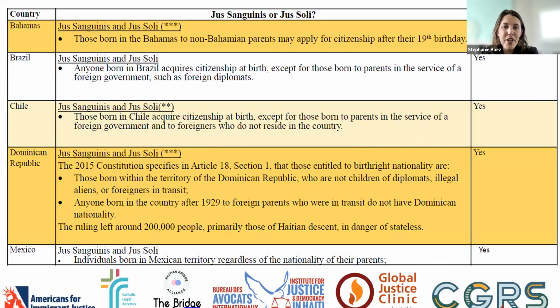This chart, I'm including in the materials. It was created by the organizations listed at the bottom there, but it's a great visual, and so I wanted to include it. It's very helpful in terms of the common countries that a lot of our Haitian clients pass through, and maybe have children who are born in these other countries. And it gives an overview of their citizenship rules and whether they're jus sanguinis or jus soli state countries.